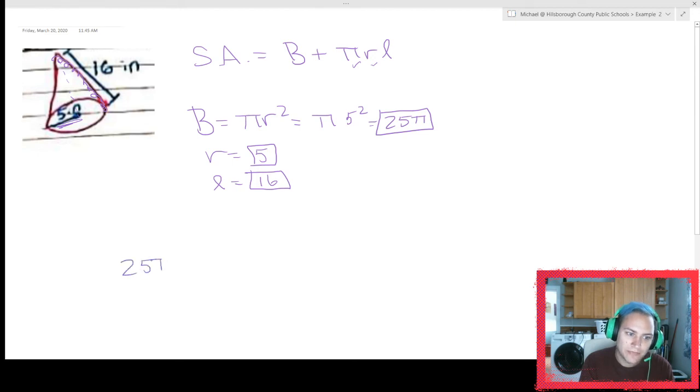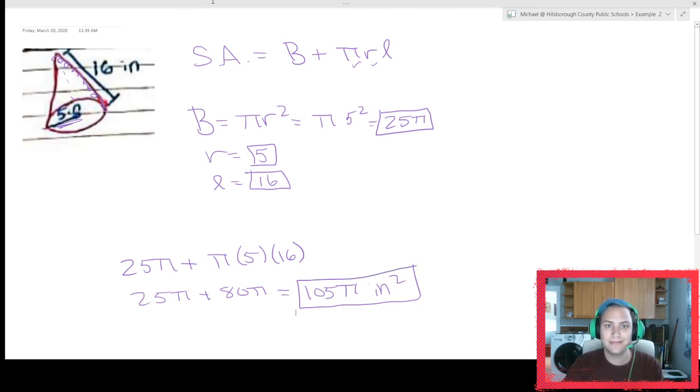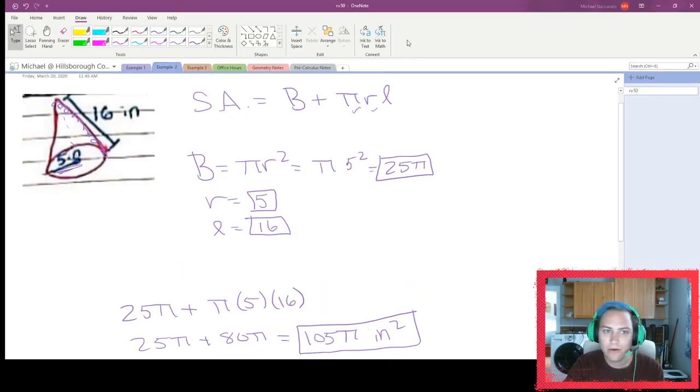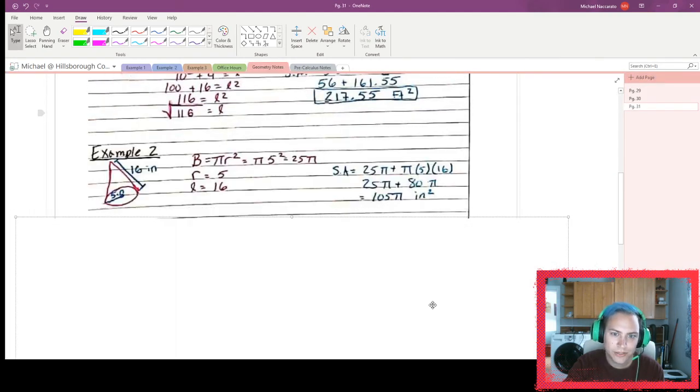So we can just plug that in now. 25 pi plus pi times the radius times the slant height, pi RL. And we'll work that out. 25 pi, and 5 times 16 gives me 80, so I have 80 pi. And 25 pi plus 80 pi gives me 105 pi inches squared, since it's surface area. That's it. So again, just to put that in the nicer, prettier version. Boom, there it is. Again, pause if you need that.